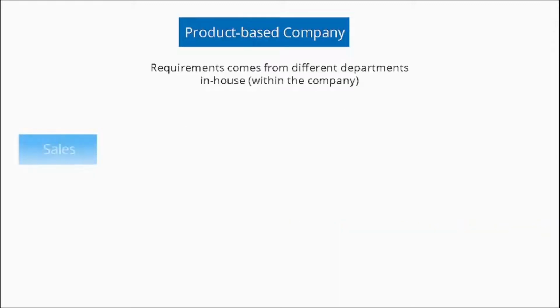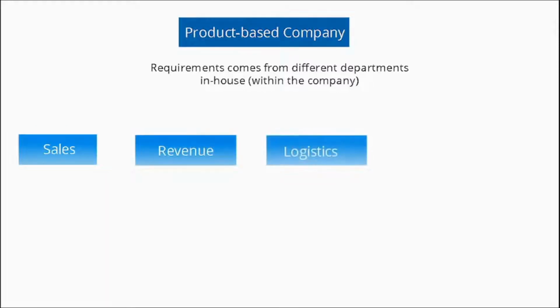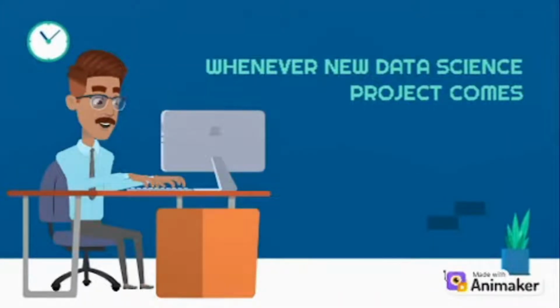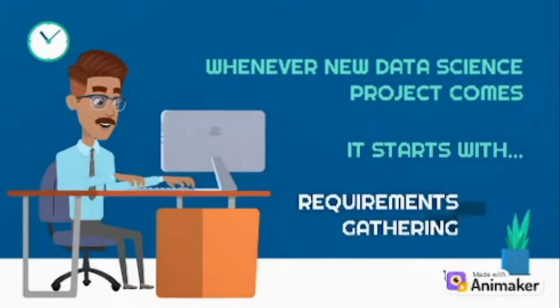All the different departments like sales department, revenue department, logistic department, manufacturing department, etc. will raise a request and allocate expenditure to the AI team. Whenever a data science project comes, it starts with requirement gathering.